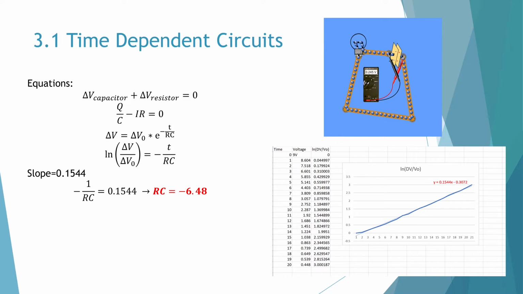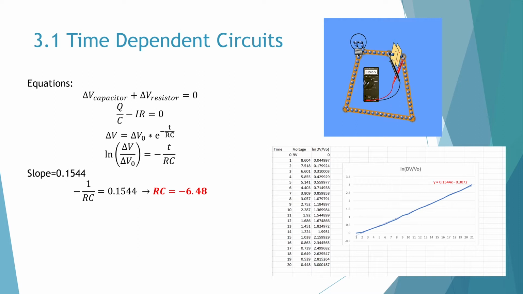So what I did was over a span of 20 seconds, I calculated the voltage in this circuit that's set up in the top right corner, and then I took the natural log of that voltage over the initial voltage, and that's what's graphed at the bottom. And I did that through the calculation that the potential difference of the capacitor plus the resistor are going to equal 0.